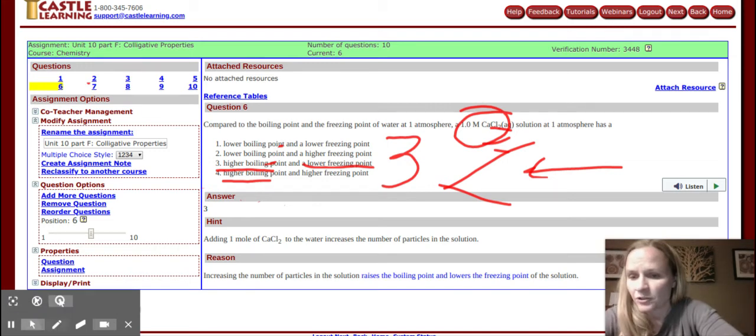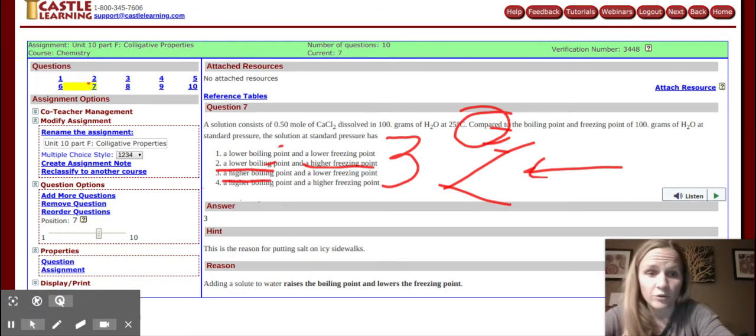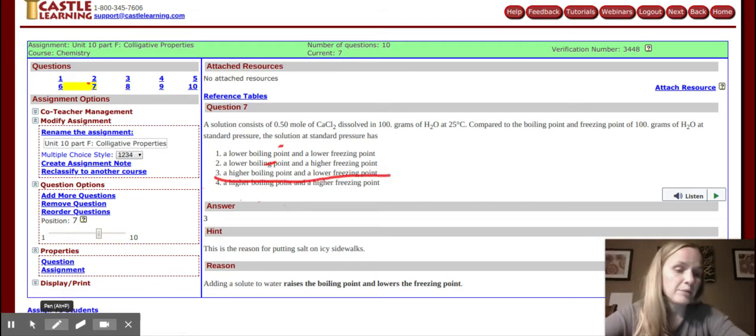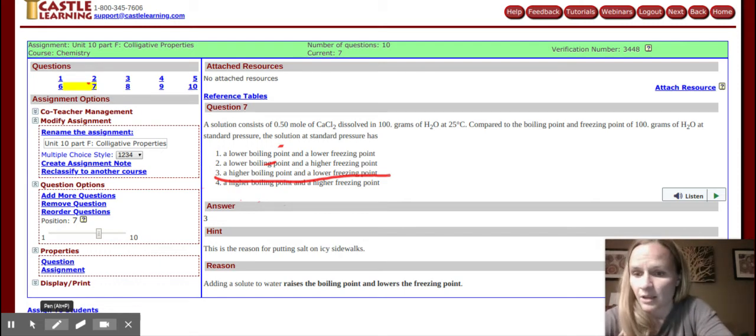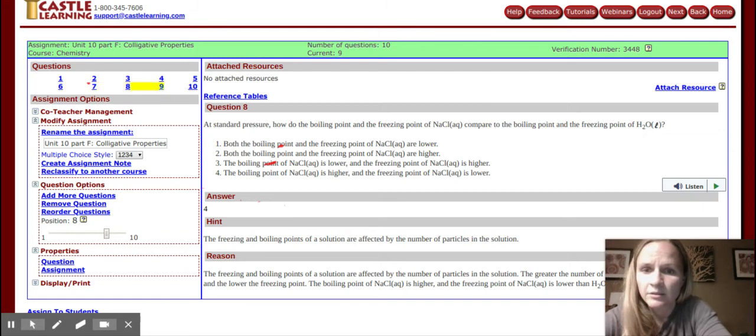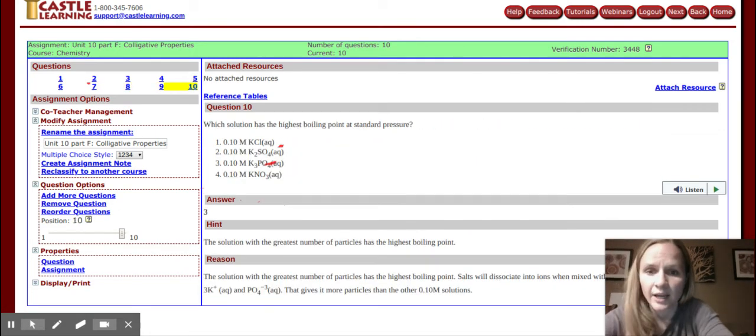There are a few questions on that because I found a whole bunch of old Regents questions on that. And again, you just always want to pick higher boiling point, lower freezing point. The high one gets higher, the low one gets lower. I think the next few questions are about that. So again, keep picking those higher boiling point and lower freezing point.